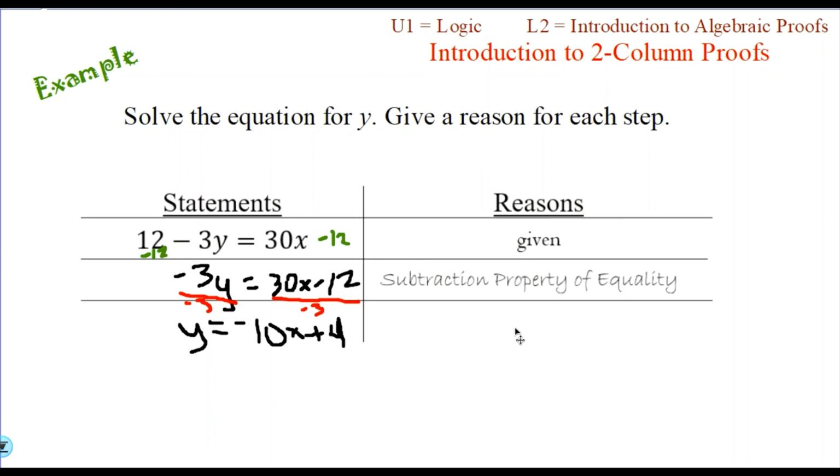And we need a reason for this step. Let's see, we divided both sides by negative 3. We know this is true because of the division property of equality. So there's our two-column proof.